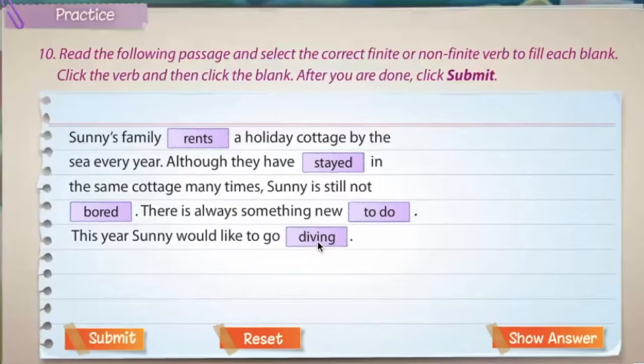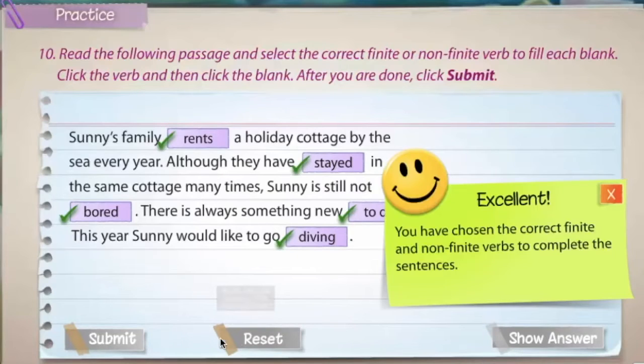So, the instruction was: read the following passage and select the correct finite or non-finite verb to fill each blank. Click the verb and then click the blank. After you have done, click submit. So these are the verbs which we have completed. We'll click submit. Okay. Then we come to the next.